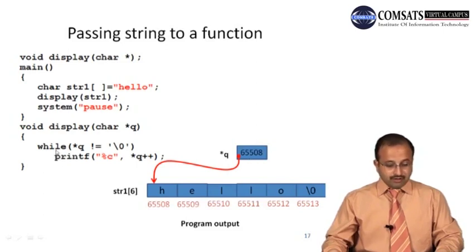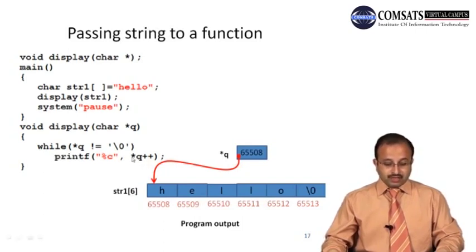So we have just a while loop over here, while *q is not equal to null. So *q is the value at address 65508, and that value is h. So the comparison is h not equal to 0. That is true. So in the printf function, this is a compound statement, *q++. Here you can see that this ++ is the post-increment operator. So first the other operation will be performed, and then the value of q will be incremented.